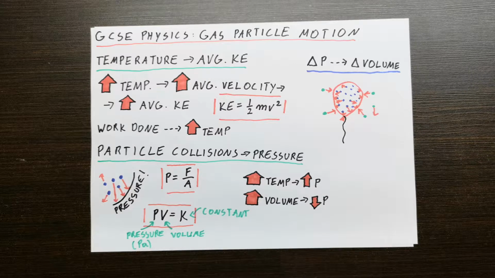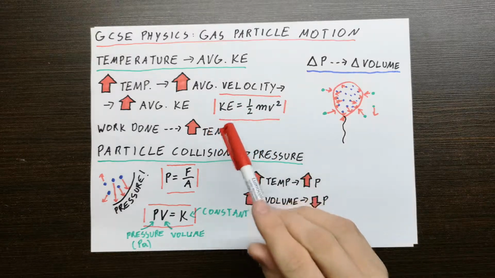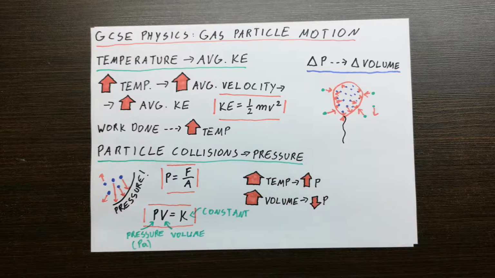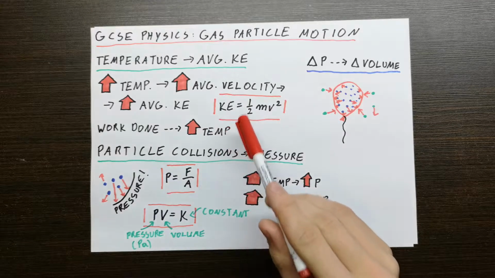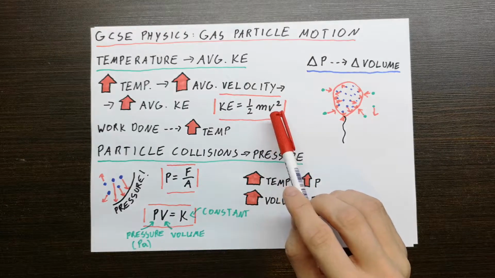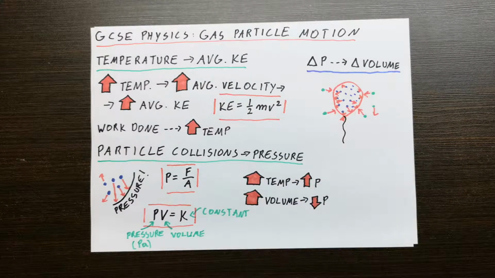Now, this is explained by the following equation, which you have probably come across. Kinetic energy is equal to half mass times velocity squared. That equation explains what's going on here. By increasing temperature, we are increasing the velocity, and because we are increasing the velocity, we are increasing the kinetic energy. So that's how temperature links in with kinetic energy.